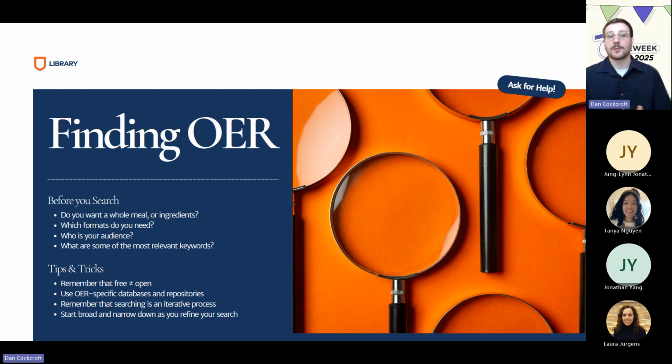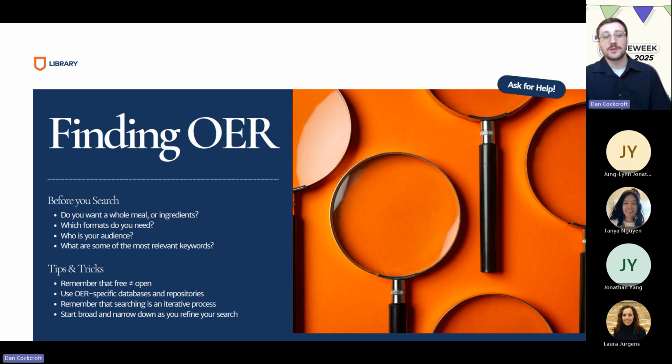Finally, I like to ask, what are some of the most relevant keywords? Whether you're conducting a search yourself or you're asking me to conduct the search, this is super helpful because it's kind of the Wild West out there. So many different people are using different keywords to describe their resource. And it's really helpful to have a variety of search terms.